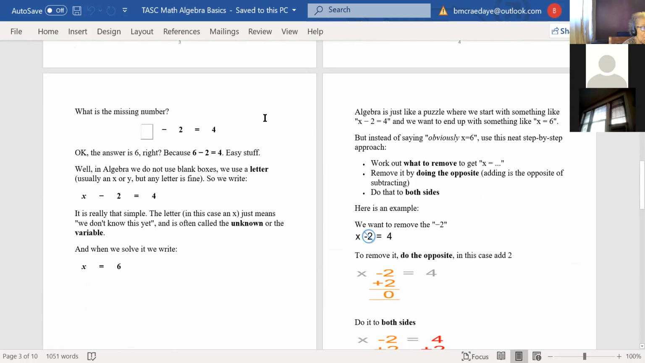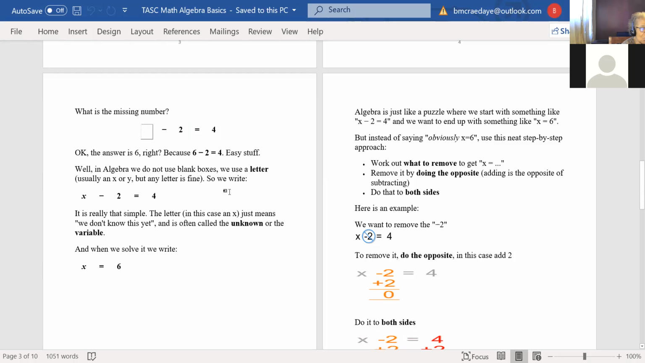What number do you subtract 2 from and get 4? Six. So the missing number, this is the puzzle: what number, 2 subtracted from, gives 4, and that number can only be 6. 6 minus 2 is 4.